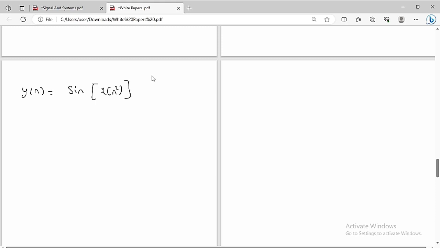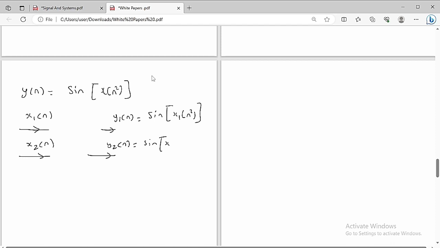So we need to comment what type of system this is. Suppose if the input is x1 of n, what is the output? The output is y1 of n equal to sine of x1 of n square. Suppose if the input is x2 of n, what is the output that we are going to get? y2 of n is equal to sine of x2 of n square. Suppose if the input is x3 of n, what is the output we are going to get? y3 of n is equal to sine of x3 of n whole square.